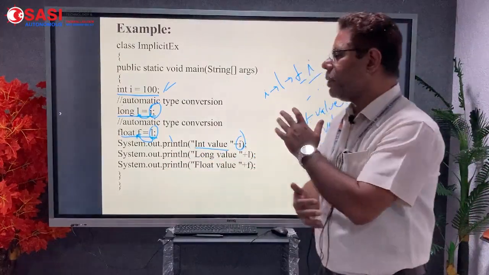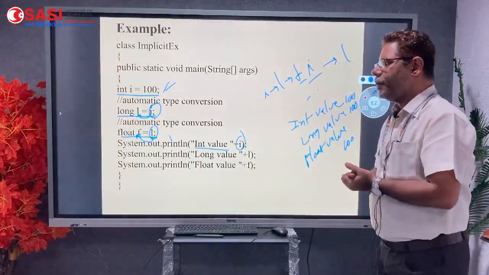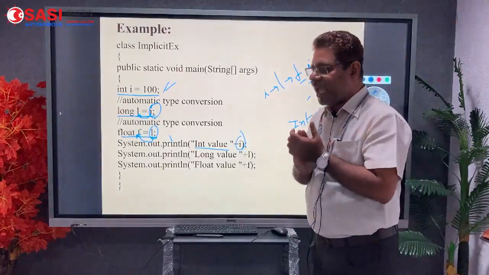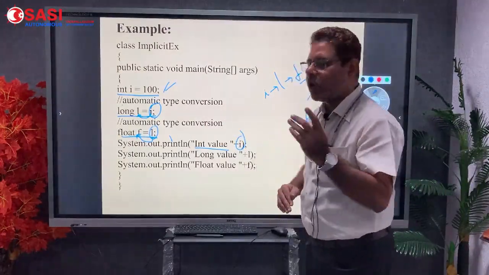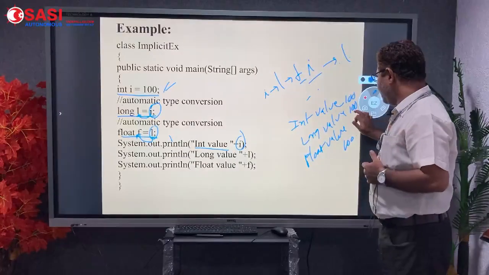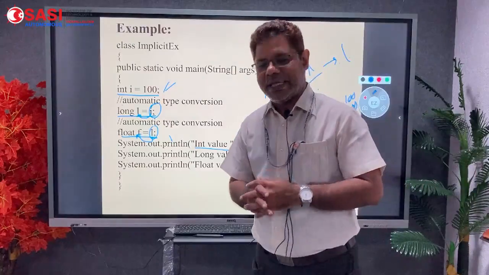So in this program, the integer value is easily converted into the long data type. The l value, long data type, is easily converted into the float value. So the output is 100, 100, 100.0. So this is the implicit casting.